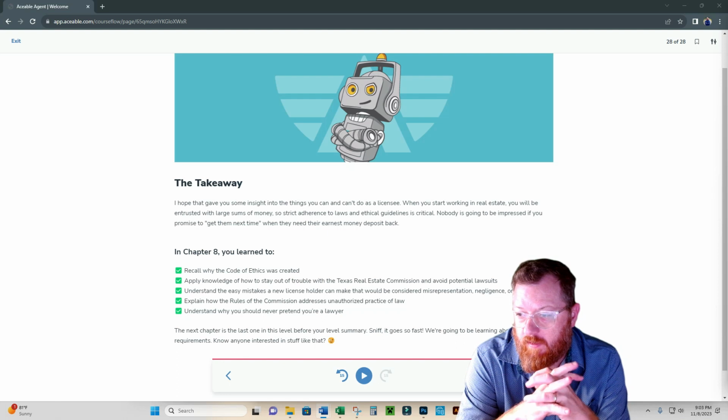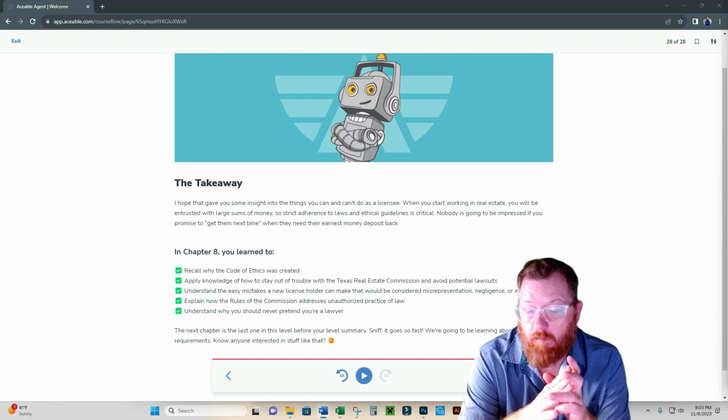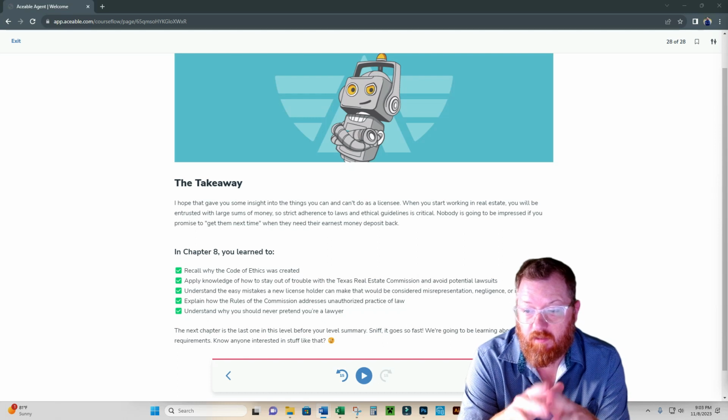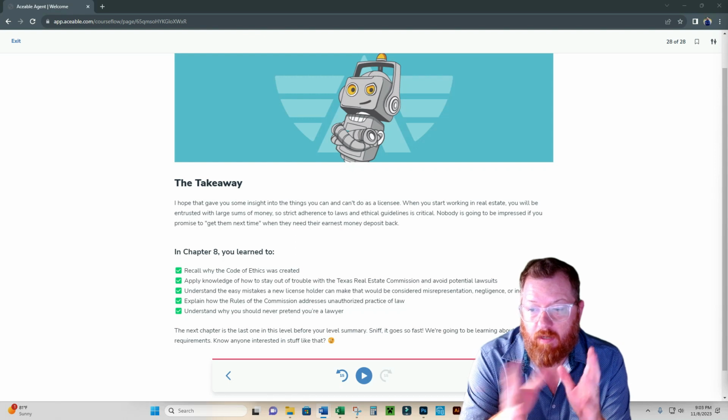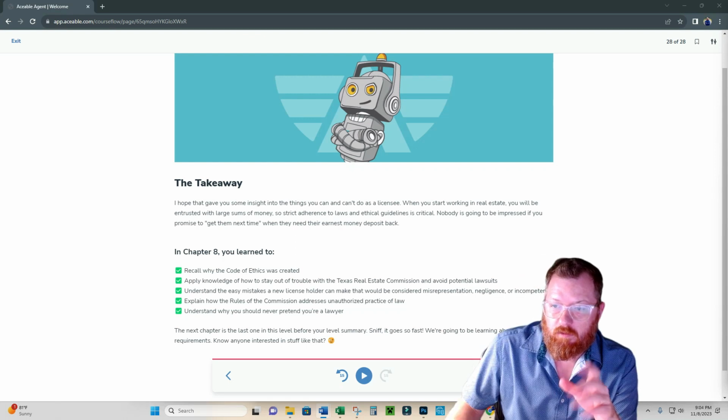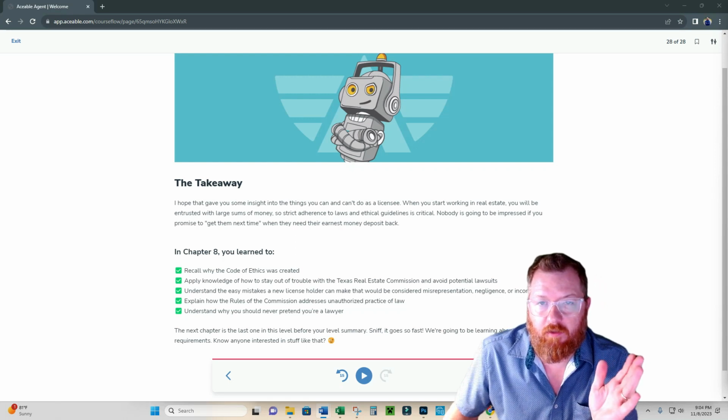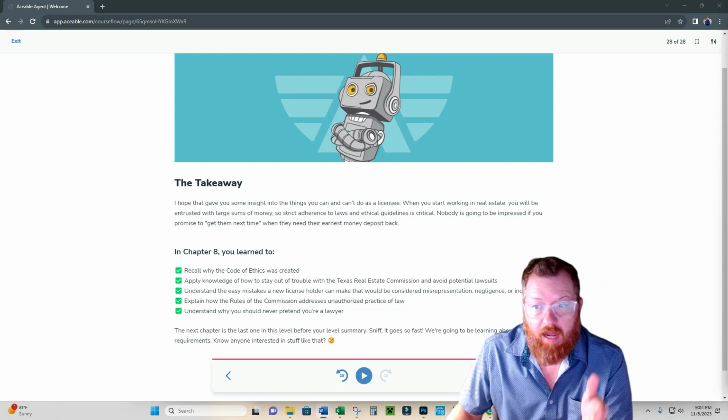The enforcement and oversight of the act was initially handled by the Texas Secretary of State. However, in 1949, the Texas legislature established the Texas Real Estate Commission to assume enforcement and responsibility of the act. Let's talk about what an agent can and can't do. Let's start with what an agent has to do.